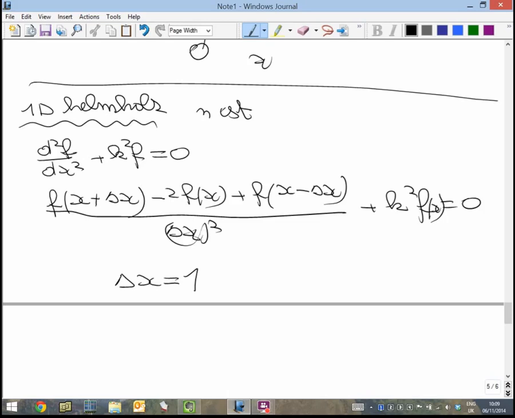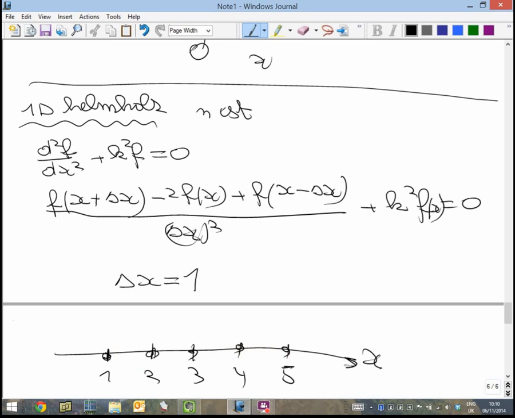So let's make a drawing of what's happening. So we have the x-axis, and we're going to solve, for example, from the interval from x equal to 1 to 5. So let's say we just have the grid points 1, 2, 3, 4, and 5. And they're separated by 1, so delta x is equal to 1. And we want to figure out what the Helmholtz equation is on this grid here.